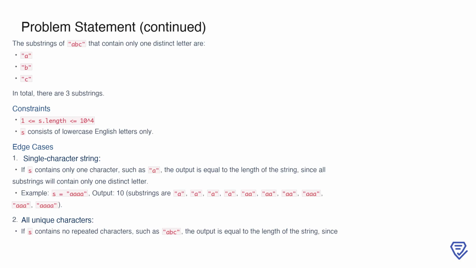The string length, s.length, can range from 1 to 10,000, and the string will always consist of lowercase English letters. For edge cases, if the string contains only one unique character, such as AAA, the output will be the total number of substrings derived from the length of the string. For example, in AAA, the substrings are A, A, A, AA, AA, and AAA, totaling 6. If the string contains all unique characters, like ABC, each character stands alone as its own substring, so the total count is equal to the string's length.